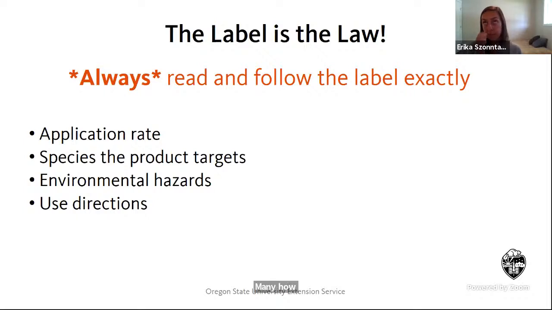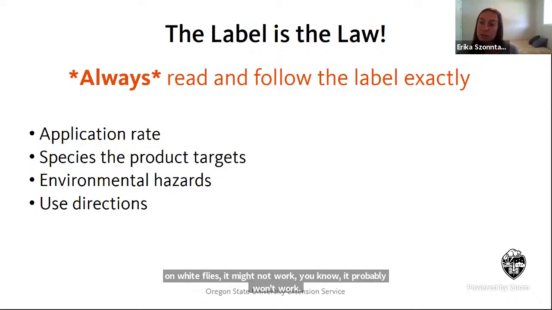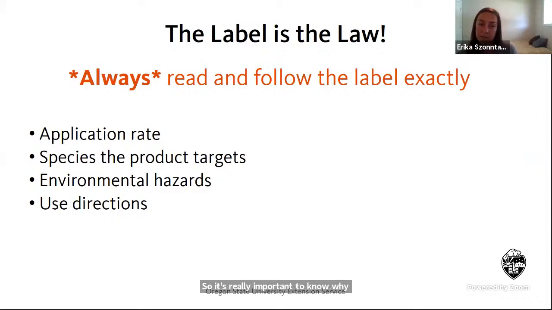Some pesticides are broad use and some are really specific, and a lot of organic products, for example, are really species specific. So remember to read the label also to see what sort of species that product targets. If you're buying a spray for aphids that you want to use on white flies, it probably won't work. So it's really important to know what product you're using for what species.